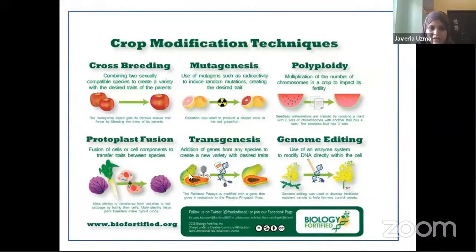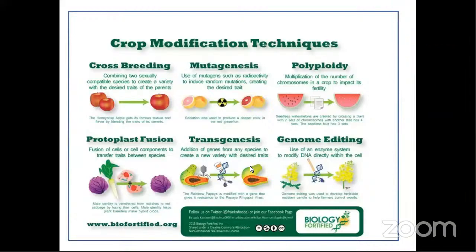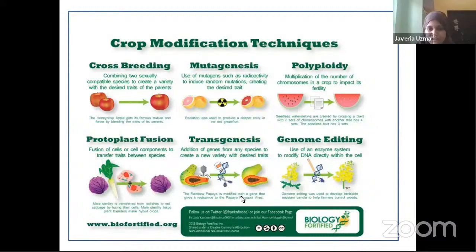Here, this papaya has the ring spot virus. This virus will damage the productivity of the papaya crop, leading to huge loss. That ring spot virus resistance can be brought into this papaya using transgene technologies. This papaya, which is resistant to the virus, is known as rainbow papaya. Rainbow papaya is modified with a gene that gives it resistance to the papaya ring spot virus.